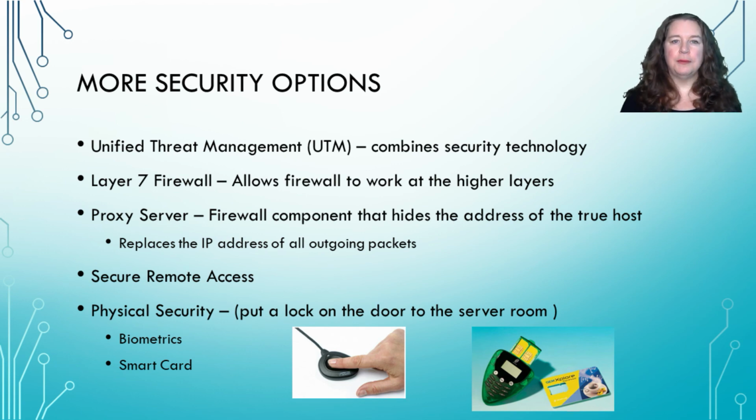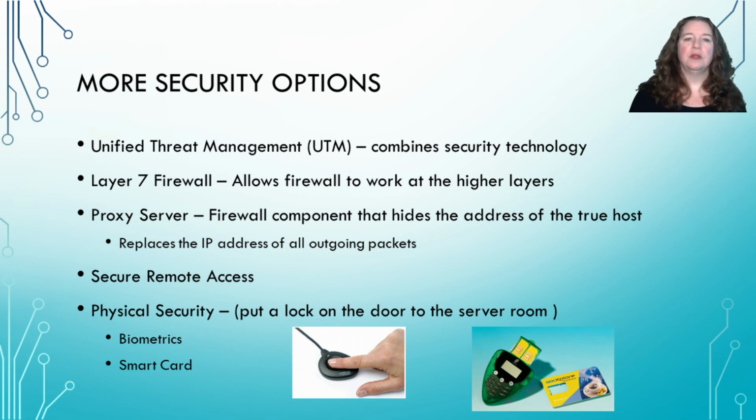Couple more security options before we go into different tools. Our unified threat management just means that it combines all of the security technology together into one program. So, unified. It's all of our threat management systems all incorporated into one system. Our layer 7 firewall, remember our firewalls usually work at the lower levels. The layer 7 firewall allows it to work at the higher levels, up at the application level.